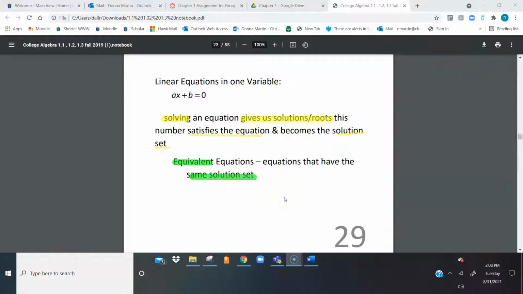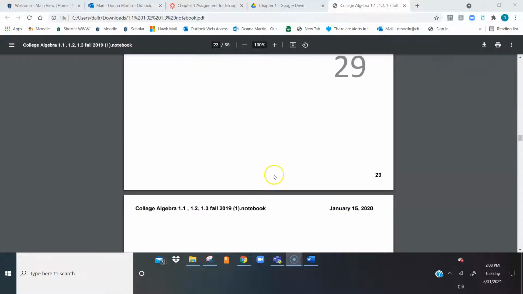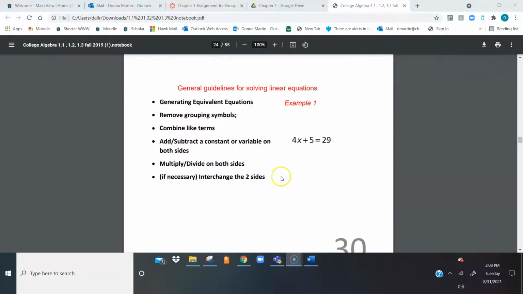So by definition, linear equations in one variable are in the form ax plus b equals c. Solving an equation gives us roots or solutions, x-intercepts, all mean the same thing, that satisfy the equation and become a solution set. Equivalent equations are ones that have the exact same set of solutions. Here are some general guidelines for solving linear equations.